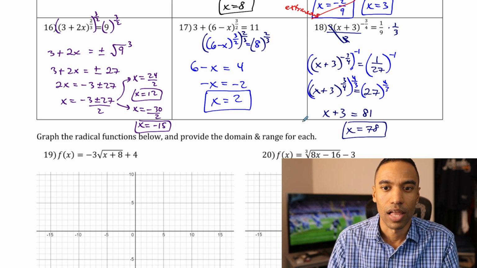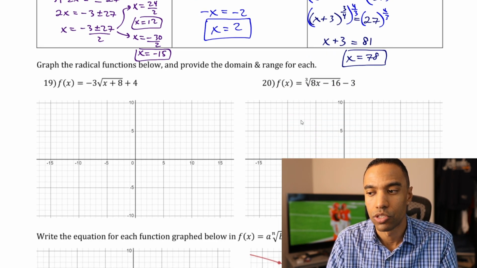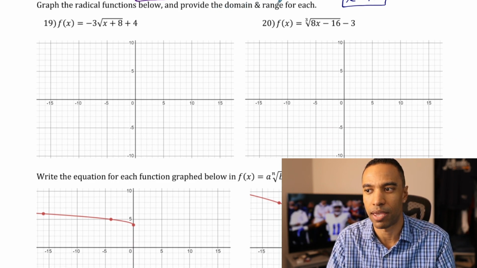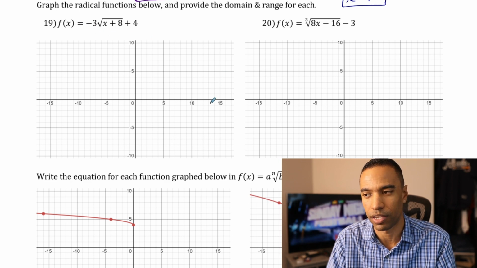Okay. Last 4 problems, graphing. Well, 2 of them are graphing, 2 of them are writing the equation for the graph. And they say provide the domain and range for each. That's for these 2 graphs right here.